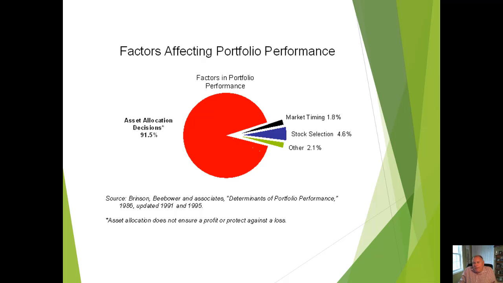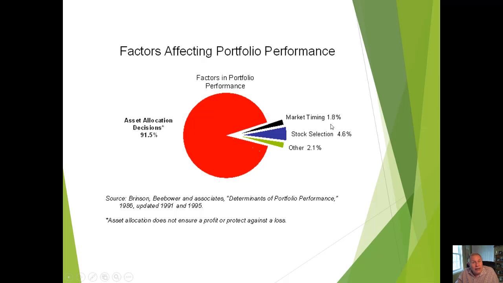This chart is one that most people, and I'll say every one of you, won't believe. Okay? And every time I look at it, I don't believe it either. But when you look at this, what defines portfolio performance? 91.5 is how you allocate your assets. So if I have $5 million, whatever my return is going to be is based on these allocation decisions. Stock selection, only 4.6.